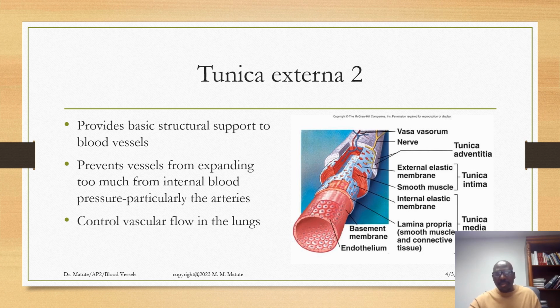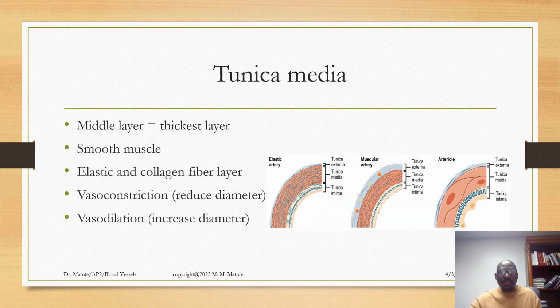It prevents the vessel from expanding more than it's supposed to. If a vessel over-vasodilates, it may affect blood pressure relationships. The tunica media is the middle layer, and most of the time it is the thickest of them all. This layer is very important. It is capable of vasoconstricting and vasodilating. When it vasoconstricts, it reduces the flow of blood. When it vasodilates, it increases the flow of blood.